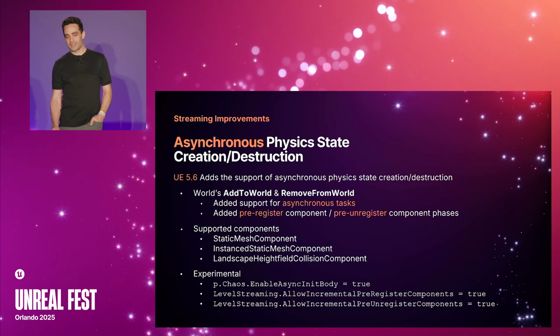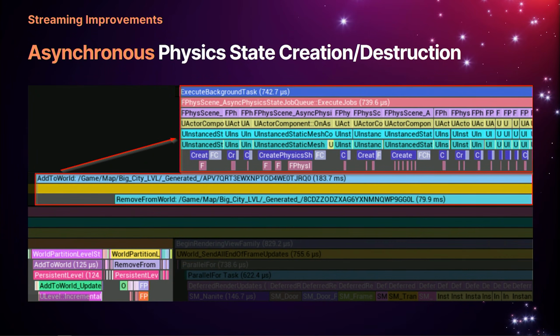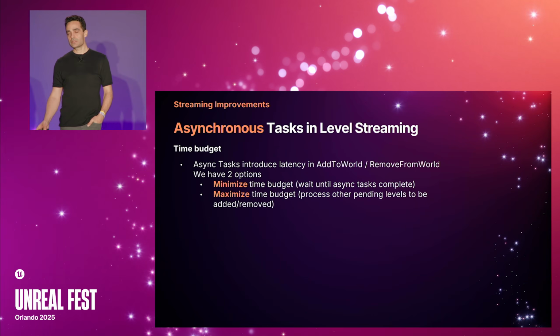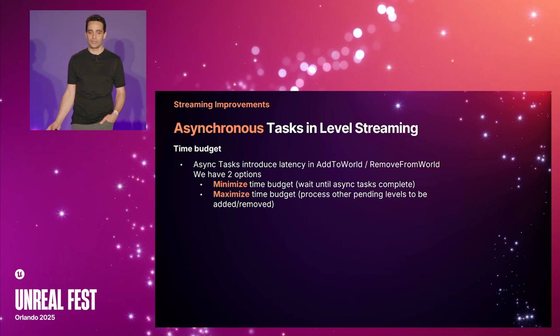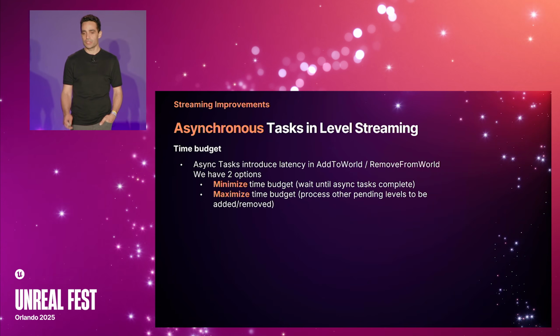Remember, this feature is considered experimental in 5.6, but to enable it, you simply need to turn on these three console variables. And after enabling this feature, we see that the creation of the physics state now runs in a background task. So adding support for asynchronous tasks in the level streaming introduces some latency in add to world and remove from world. While the level streaming is waiting for the asynchronous task to complete, it will not try to process other levels. This means that we're potentially not using the entire game time budget.